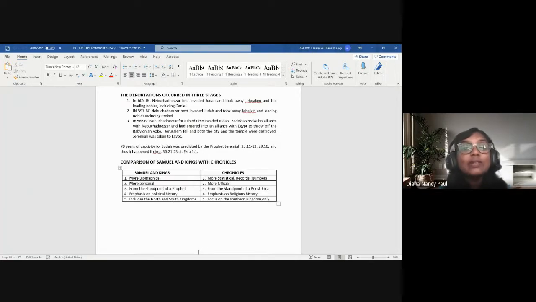Seventy years of captivity for Judah, the southern kingdom of Israel, was predicted by the prophet Jeremiah in chapter 25, and we also see it in chapter 29. And thus it happened in Second Chronicles chapter 36, and we also see that in the book of Ezra. This is a comparison between Samuel and Kings with Chronicles. With this, we will move on to the book from our Bible, First Chronicles.